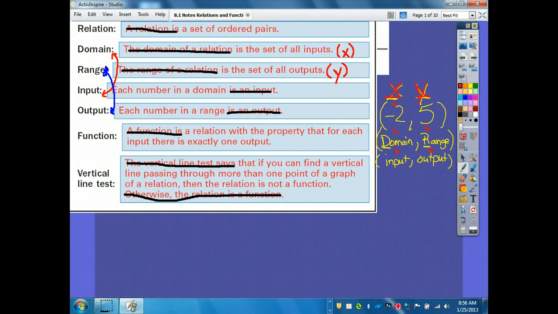If I have a whole bunch of ordered pairs, a set of ordered pairs, what is that called? Now here I just have one, but what if I had a whole set of them? What would it be called? That is called our relation. Okay, let's practice.